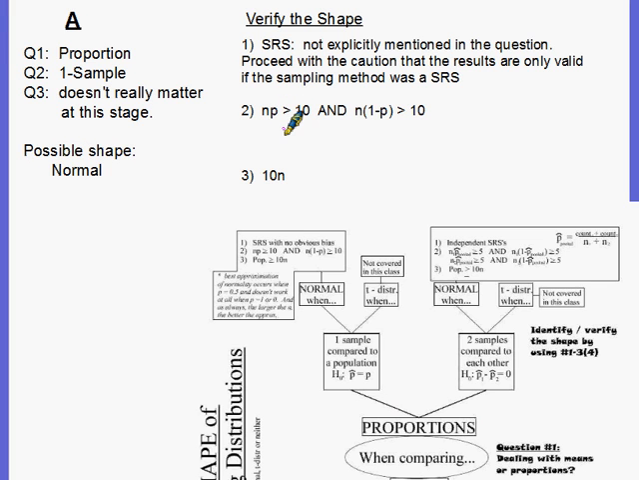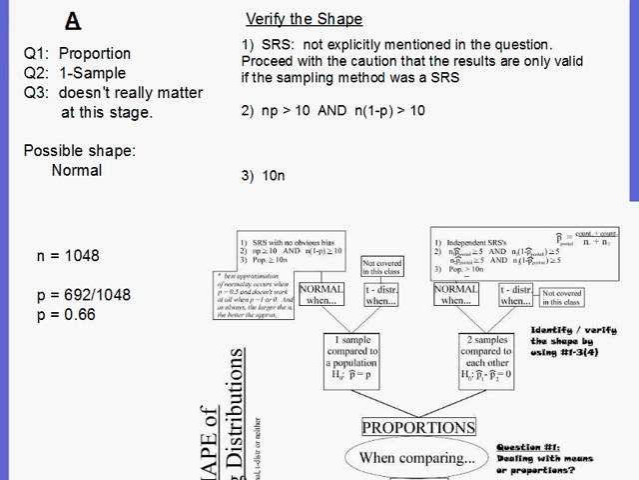sample size and proportion. Multiplying them together has to be bigger than 10. And this is n times, what sometimes we call q, which is the opposite of p. This is 10 times the sample size. Is the population at least 10 times bigger than sample size? And if it is, then that would be okay.